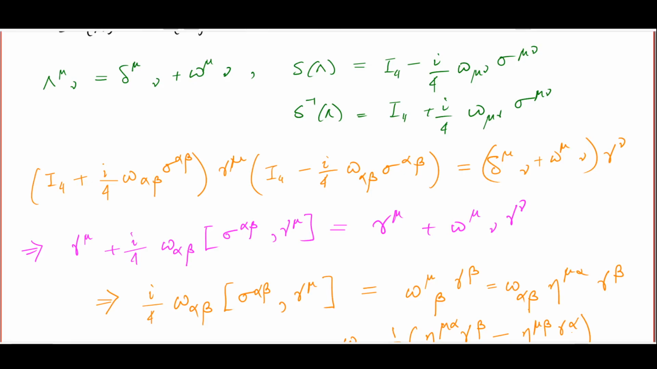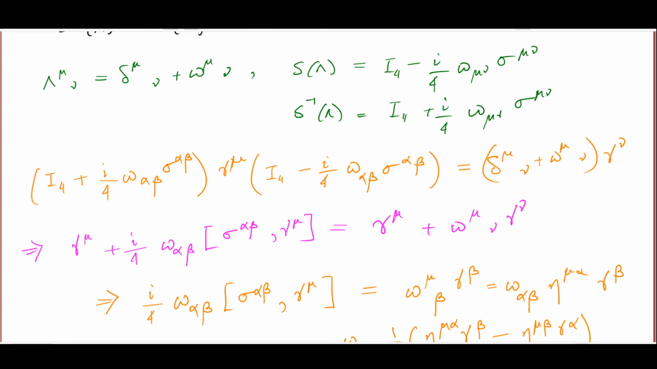You could use eta mu alpha, the upper index eta mu alpha, to raise the index alpha and make it into mu. So the commutator after contraction with i by 4 times omega alpha beta is the same as omega alpha beta eta mu alpha gamma beta.